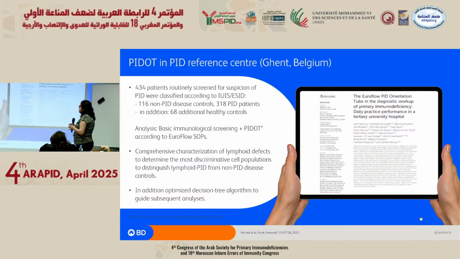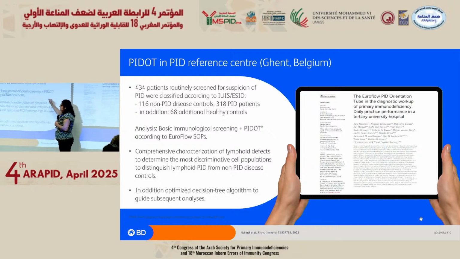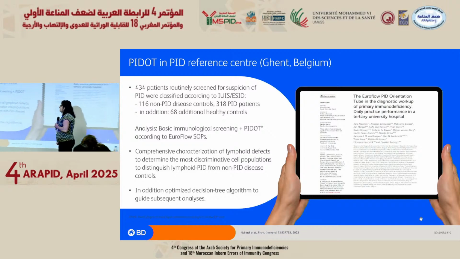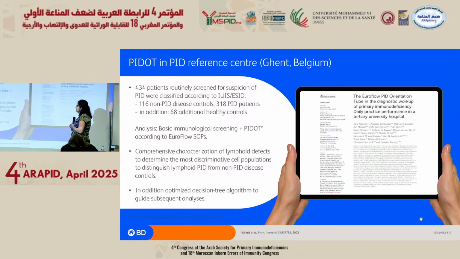So now I want to talk about how the PIDOT was validated in a PID reference center in Belgium. You can see here that they used 434 patients. They did some basic immunological screening, and they also used the PIDOT according to the EuroFlow SOPs. Their objective was to see which parameter was most discriminative to say if it was a PID or not a PID compared with reference controls.